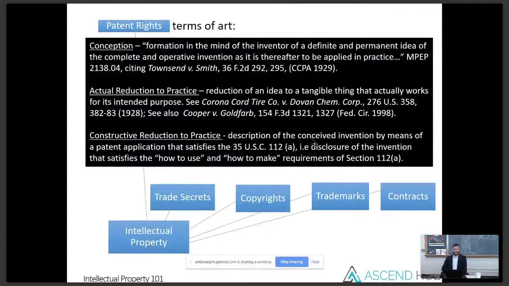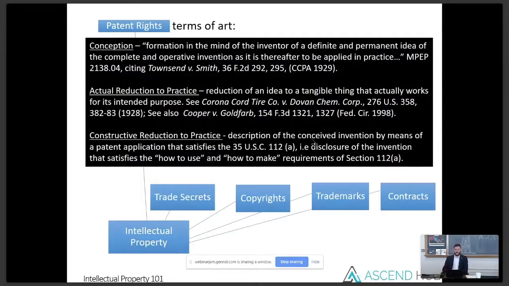So continuing into the terms of art covering patenting, conception is the formation in the mind of the inventor of a definite and permanent idea of the complete and operative invention as it is thereafter to be applied in practice. So this is the inventive moment, or the inventive series of moments, that take something from a mere whiff of an idea to a fully fleshed out idea of what it will do, a fully fleshed concept of how it will actually work, and how that work will actually be applied in some setting.